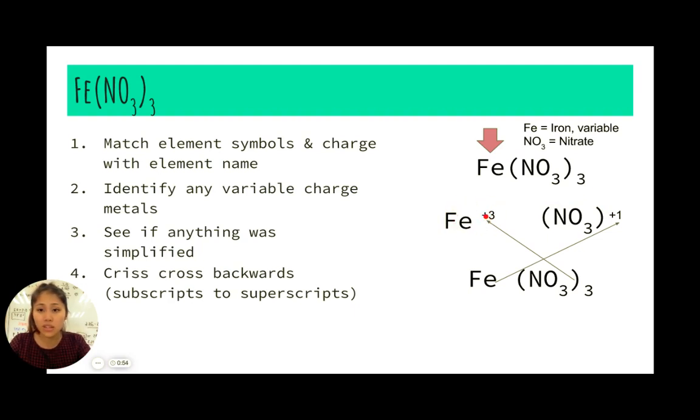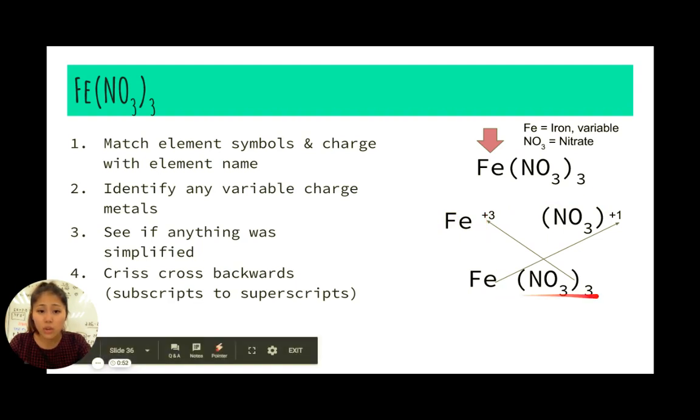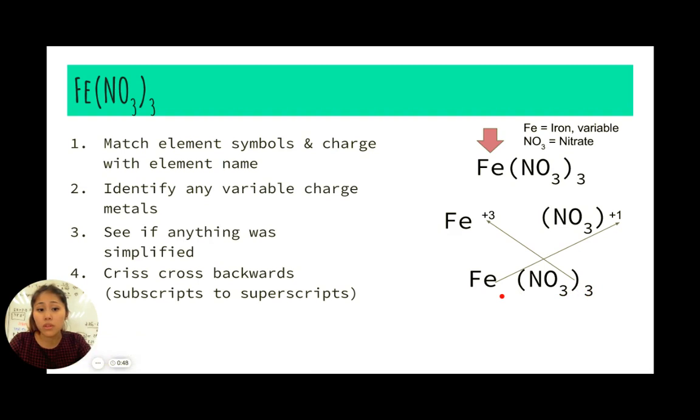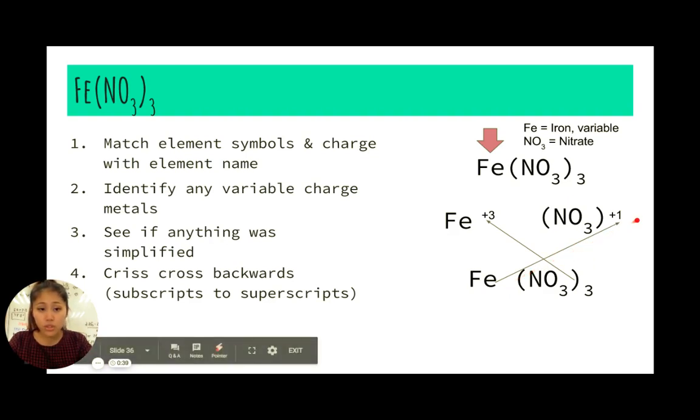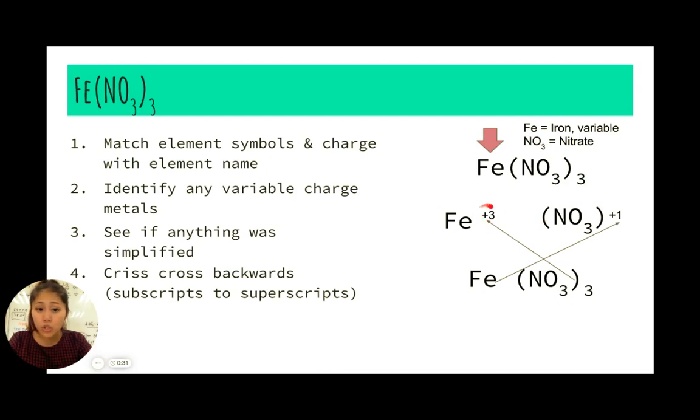Here we can see that nothing is simplified because you have 1 and you have 3. There's no way they could have simplified this based on their multiples. So we could tell that the nitrate still maintains a -1 charge. So that didn't change, and that's the correct fixed charge for nitrate. Iron has 2 variable charges, +2 and +3. In this case, this iron we could tell is a +3 charge.